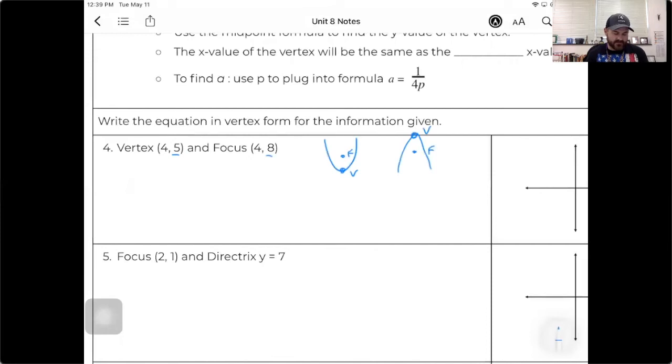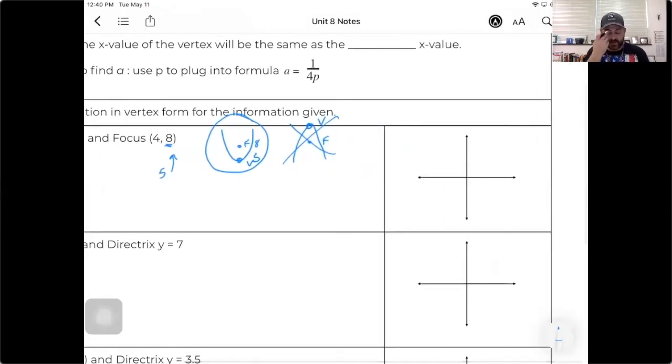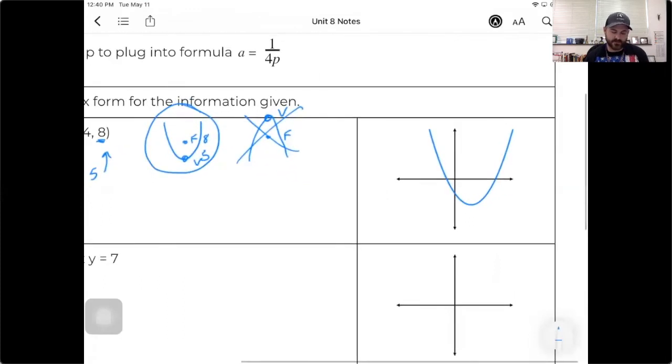Since the vertex is at 5, the focus is at 8, that means we go from 5 up to 8, which means that is my example. It opens up. All right, so that is not the one I want to use. So I'm going to go over here and make a sketch. Don't worry too much about this as your coordinate plane. We're not actually graphing it. We're just going to make our sketch. This is going to open up like this. That was nice. It made a nice curve for me. This is my vertex, this is my focus, and my directrix will be down here.